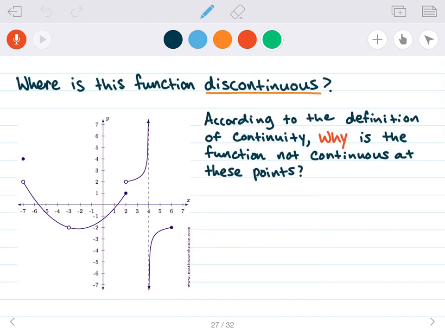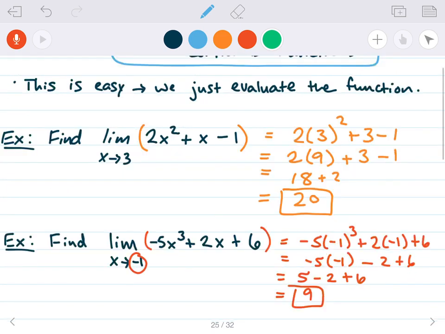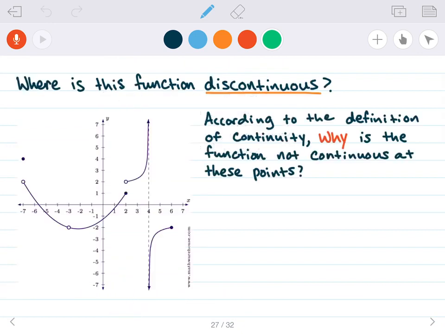So let's talk about where this function is discontinuous, using the definition. You should refer to this definition when we're talking about this. We're going to talk about why it is discontinuous. All right. Well, the first thing we want to look at is any holes that we have. And the first one we see is this one right here. Okay, so we have a discontinuity.